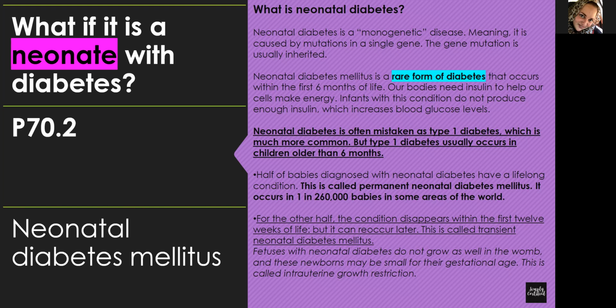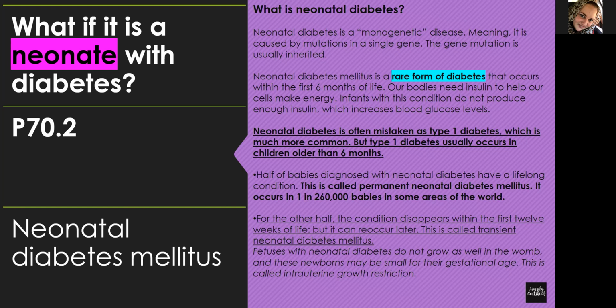What is neonatal diabetes? So I'm going to throw some verbiage up here at you guys. It's a monogenetic disease. That means it's caused by mutations in just a single gene. And it's usually inherited. So it's kind of like winning the lottery. Neonatal diabetes is really rare, and it happens before you reach 6 months old.